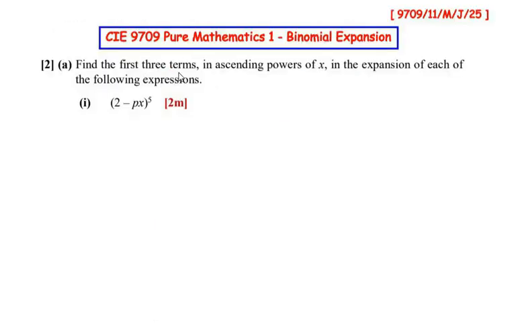Find the first 3 terms in ascending powers of x in the expansion of each of the following expressions. The first sub-question is 2 minus p times x, the whole term raised to the power of 5. Now here we have to expand this bracket in ascending powers of x, and we need just 3 terms. Now ascending powers means we have to start from the smallest power of x, that is 0, and keep on increasing it by 1. So let us write down the formula now.